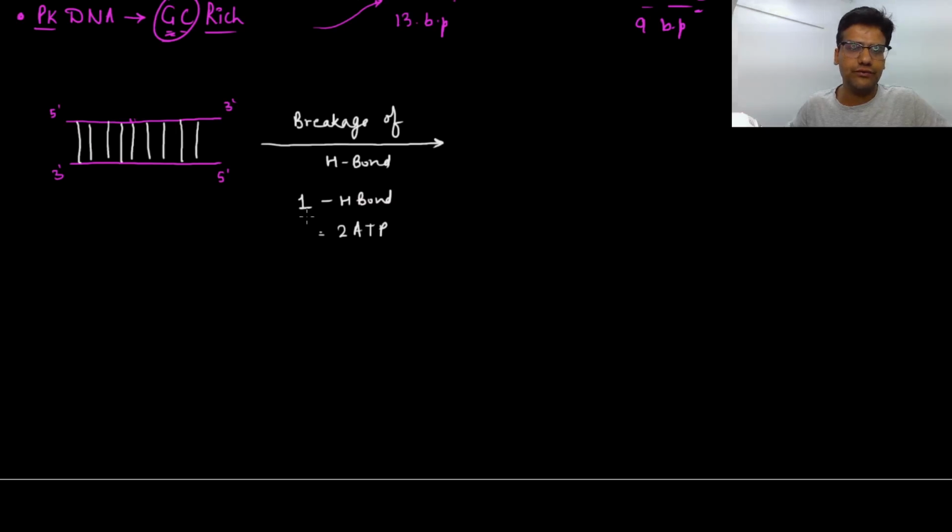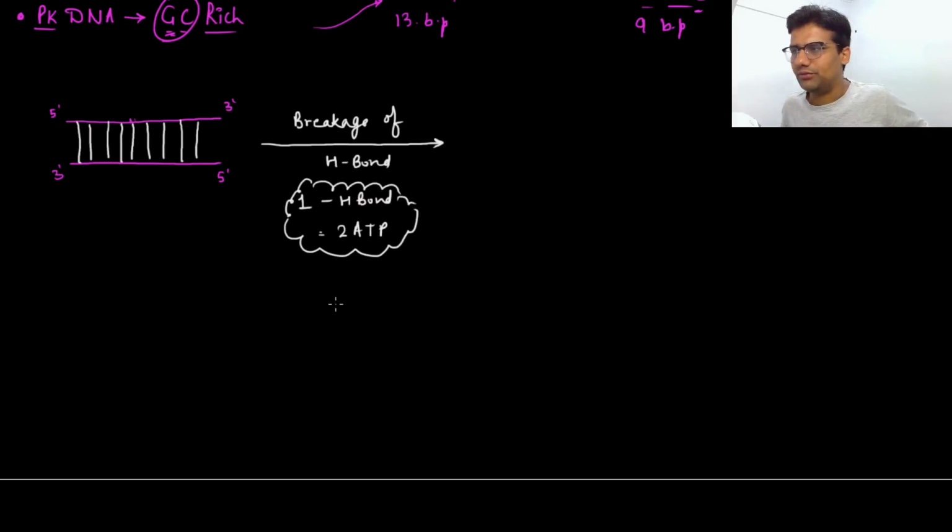For your general information, this is the amount of energy we are going to need in order to break the one hydrogen bond. For breaking hydrogen bond, there is an enzyme recruited. There is a recruitment of an enzyme which we call DNA helicase. Helicase is the enzyme which is basically responsible for breakage of hydrogen bond between the two strands of the DNA.